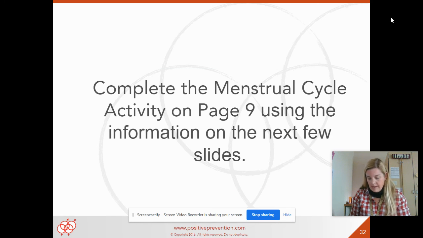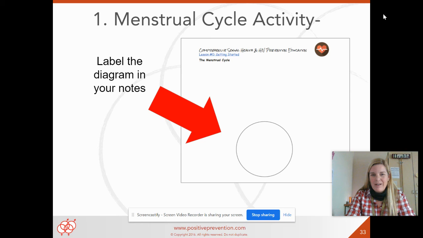All right, if you can turn to page 9 in your packet, please. So page 9 is just a circle on the page, but we're actually going to write out all the different things that happen on the menstrual cycle. So hopefully we've watched a video, we've looked at a few pictures, now we're going to write it out. The more times we do this, the more it sticks in our brain. And the menstrual cycle tends to be a very confusing topic for a lot of students. Okay, so have you guys located that diagram, the circle on page 9? We're going to start to fill it in.